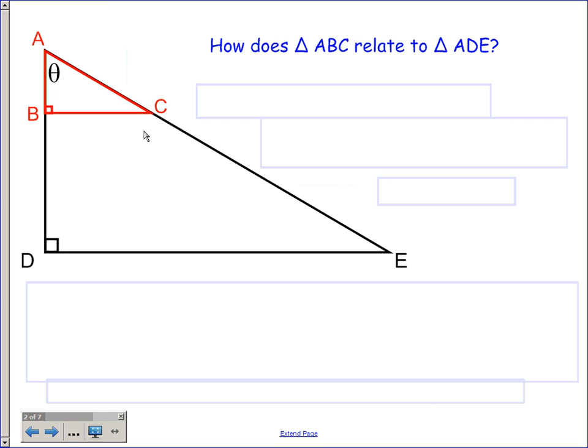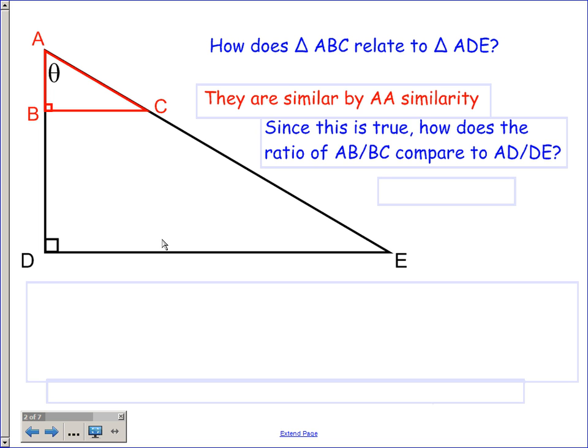So trigonometry actually comes from a measurement of triangles in terms of similarity. How does triangle ABC relate to triangle ADE? Well, they're similar because they both have right angles and they both share angle A, which is theta. No matter how I adjust triangle ABC, smaller or bigger, it still has that right angle and still shares angle theta with triangle ADE. So those triangles are similar by angle-angle similarity.